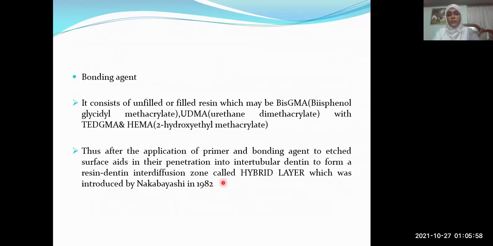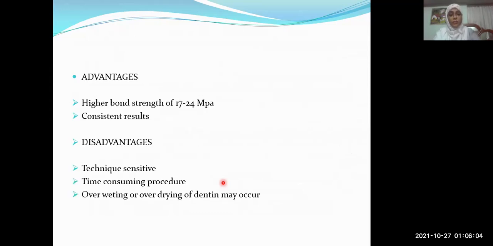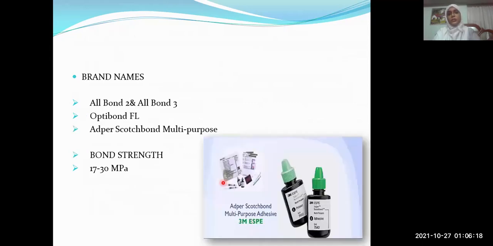And this is going to help in the formation of a hybrid layer. This was given by Nakabayashi in 1982. The main advantage is that the bond strength is very good. The disadvantage is that naturally it is technique sensitive and time consuming, and you might end up over wetting or over drying the dentin. So you have to be very precise in your procedures. These are the various brands which are available under fourth generation.